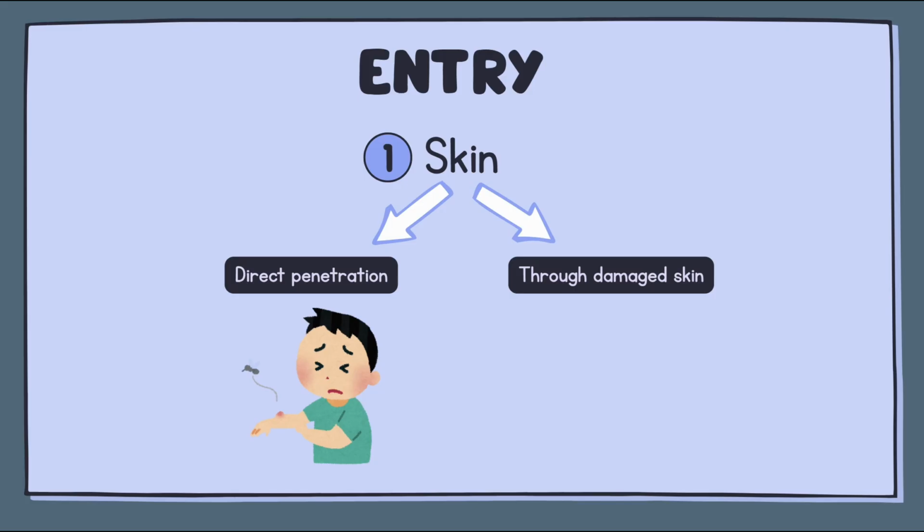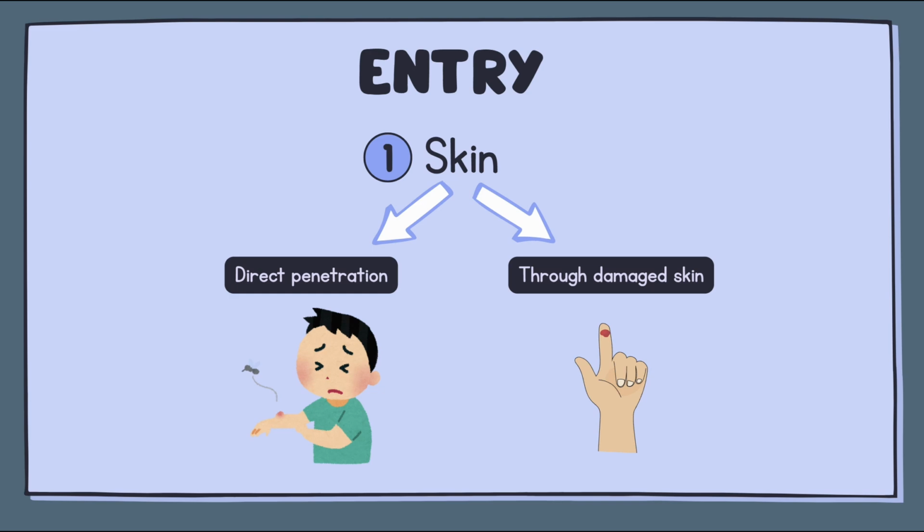The second mechanism to enter the skin is through damaged skin. So when the skin barrier is damaged, it becomes much easier for microorganisms to enter the body. Examples of skin damage could be wounds, burns, surgical incisions, etc.